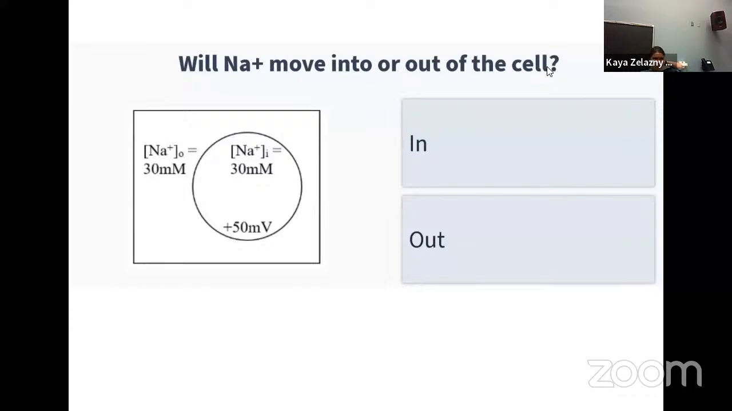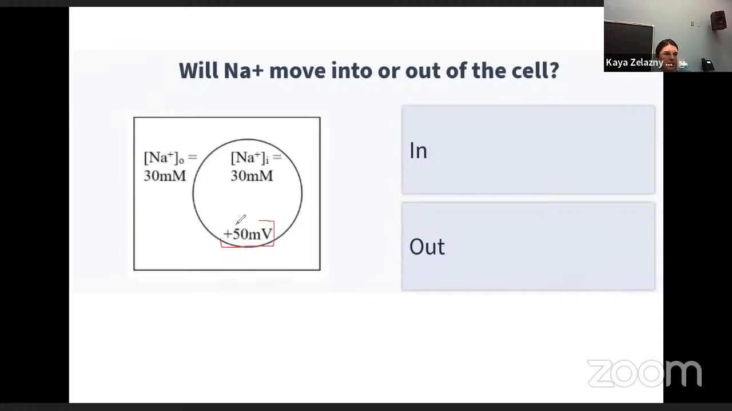So just another example. Here is a way we might set up a problem. This is telling us that our cell's membrane potential in this case is positive 50. That is our membrane potential. And we're given the concentration of sodium outside the cell and inside the cell. So think about our three forces and what they're going to look like here.